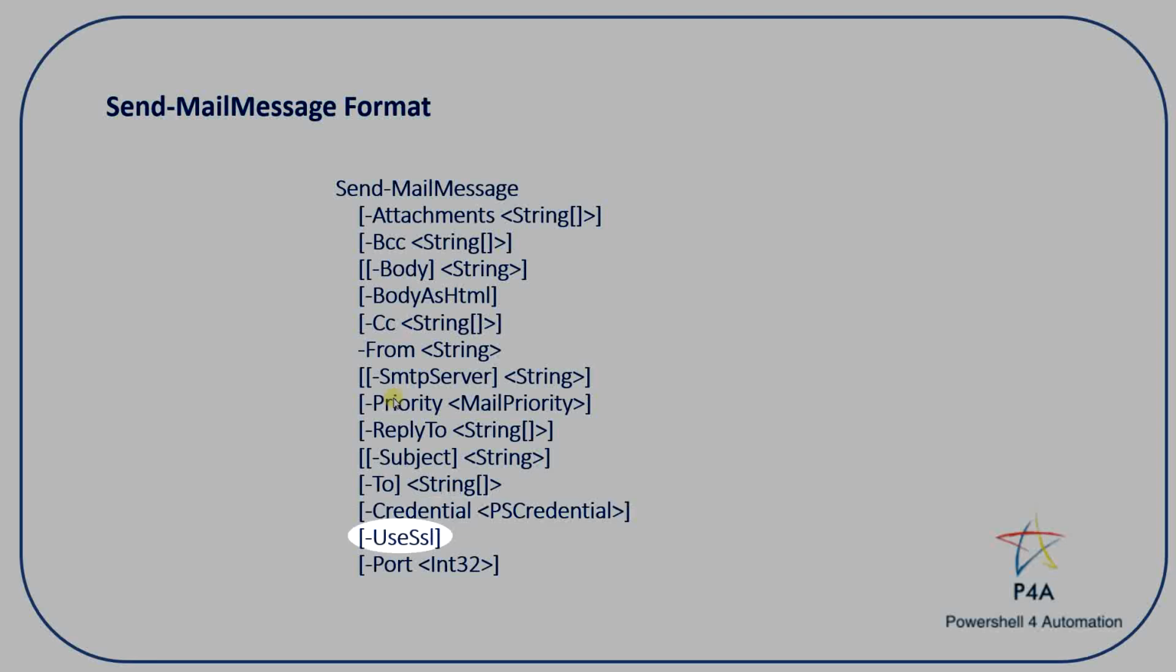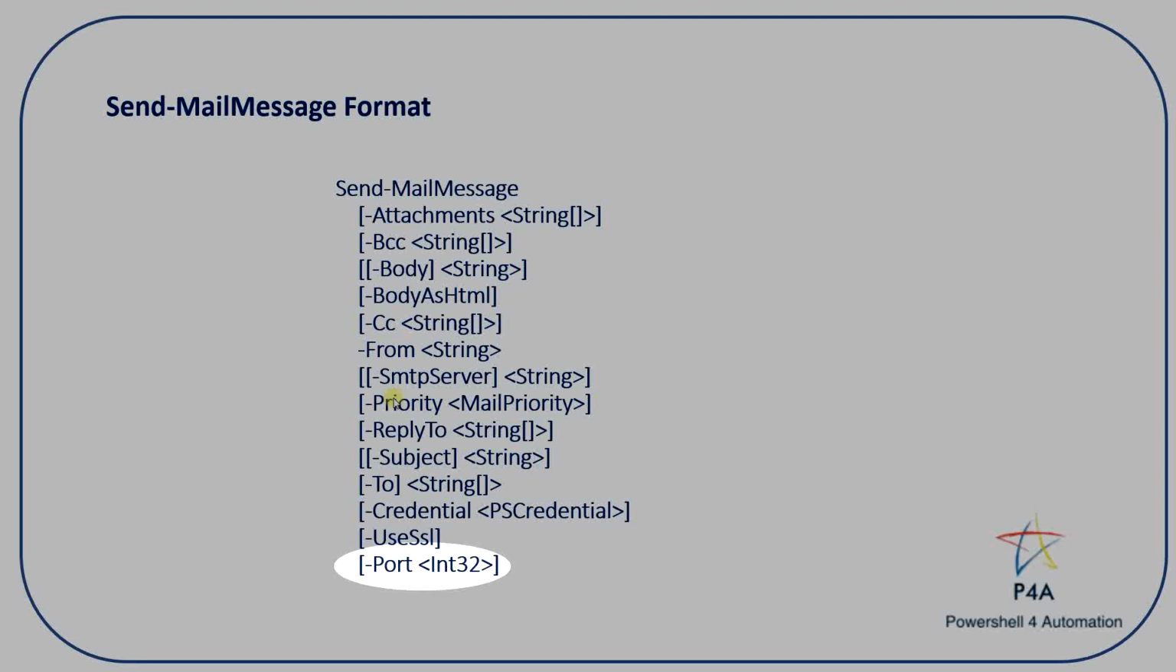UseSsl is for using the Secure Sockets Layer. UseSsl is a switch where we tell PowerShell that this has to go through a secure communication. In most enterprise cases, we don't use this switch. But with Gmail and Yahoo Mail and so on, you have to use this switch. Then only it will send the mail to your recipient.